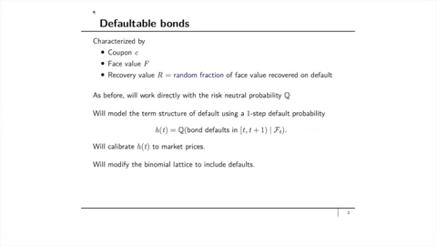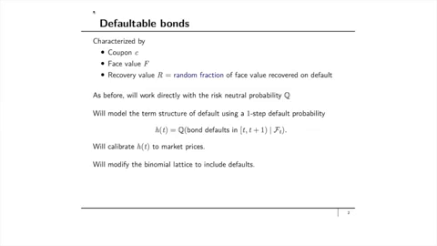A defaultable bond is characterized by a coupon payment C, the face value F, and the recovery value R, where R is defined as the random fraction of the face value recovered upon default. We also have to specify the probabilities of default. When would the default events happen? What is the rate at which they are going to happen? And so on. As before, we will work directly with the risk-neutral probability Q.